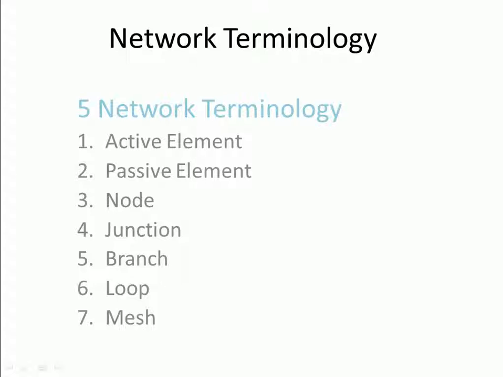Network topologies are the components and techniques that are used for calculating the voltage and the current in our circuit. And today we're going to talk about the network topologies. The first one is active element, the next is passive element, third is node, fourth is junction, fifth is branch, sixth is loop, and seventh is mesh. And so we begin with active element.